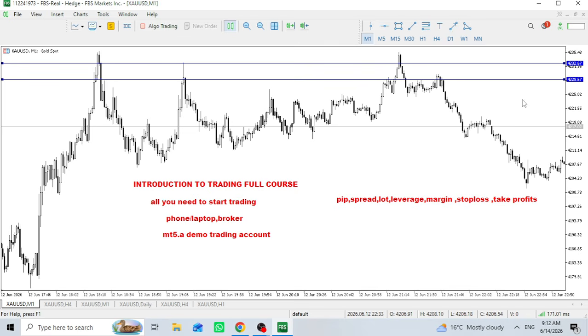Now if the range between 4232.67 and 4228.67 is 40 pips, then someone using a lot of 1 will make more money than someone using a lot of 0.01. Are you getting that? Pip range, leverage, margin.